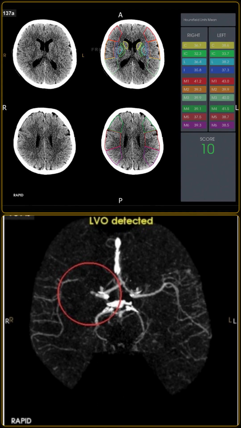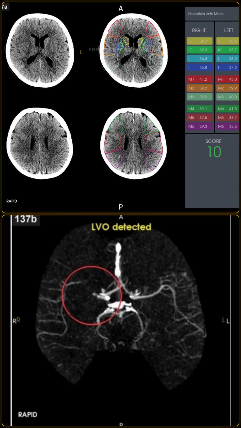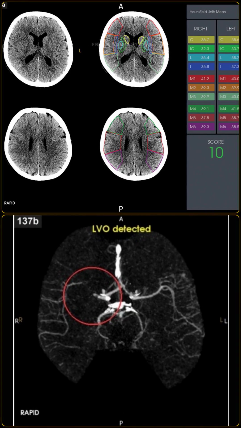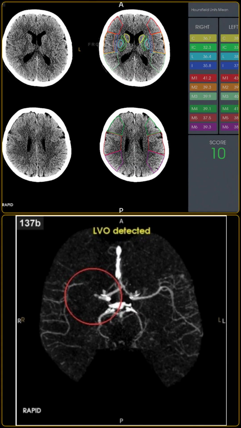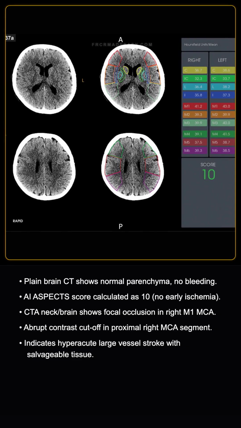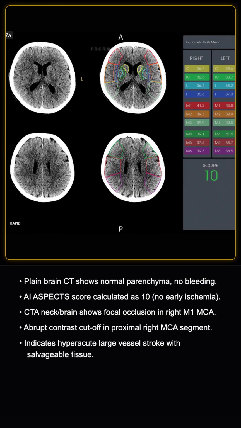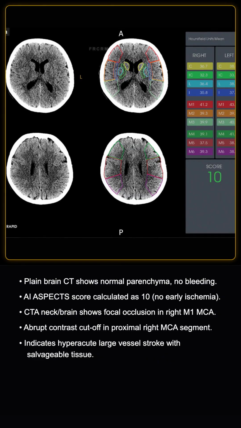A 70-year-old male smoker with diabetes presents with sudden onset left-sided weakness 2 hours prior, who underwent plain brain CT and CT angiography. Show the images. Describe the findings. Okay, looking at the images, the non-contrast axial brain CT scan shows normal brain parenchyma with no evidence of acute hemorrhage or established infarction.